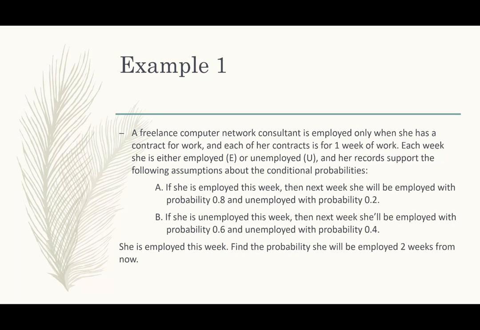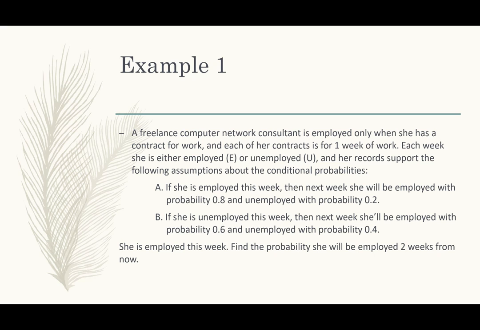So let me give you an example. We're going to have an example coming up here. Let's just talk about this and I'll emphasize what that was all saying. So a freelance computer worker, or a computer network consultant, whatever, is employed only when she has a contract for work. And each of her contracts is for 1 week of work. So on any given week, she's either employed for that week or she's unemployed for that week.